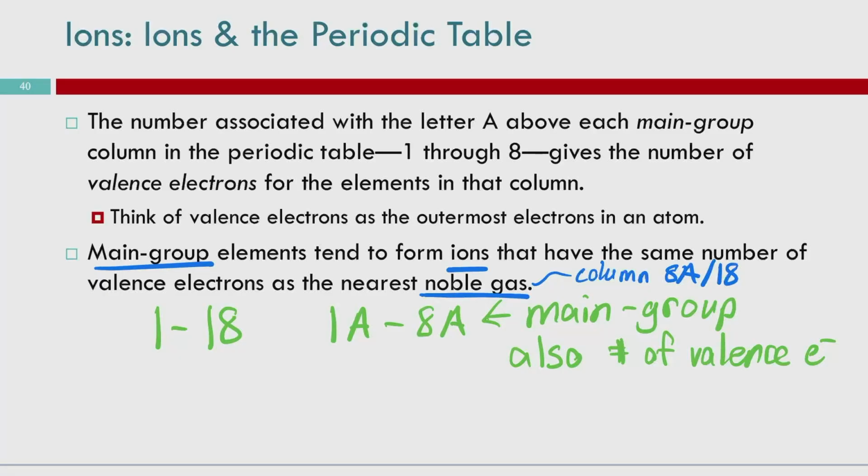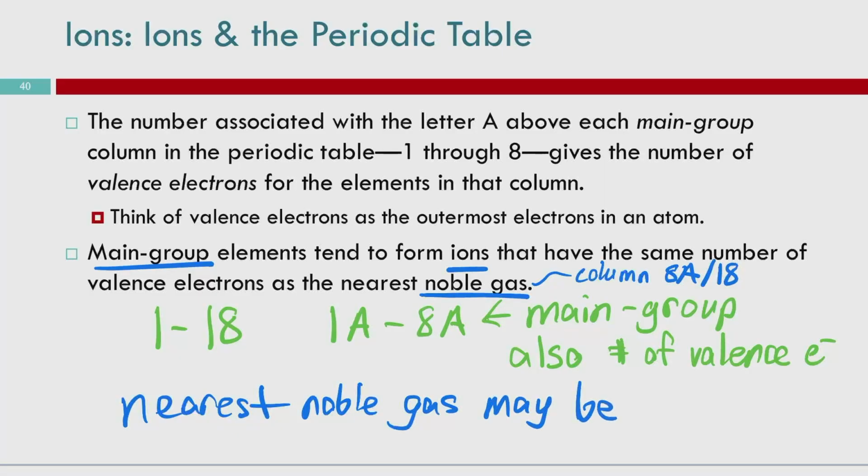So for example, if we're looking at potassium, K, the nearest noble gas is not running all the way across the row to krypton. It circles back from K to Ar, argon. So argon is the nearest noble gas to potassium. So nearest noble gas may be behind, up a row.